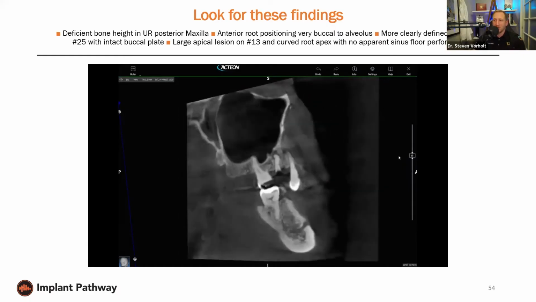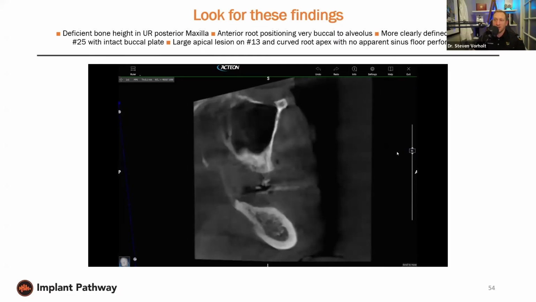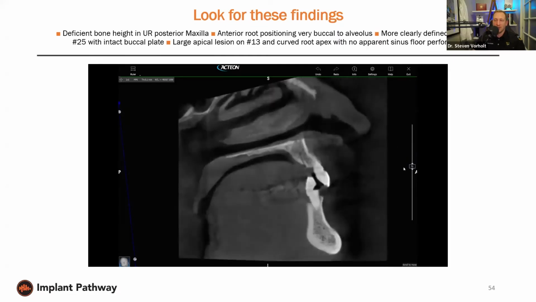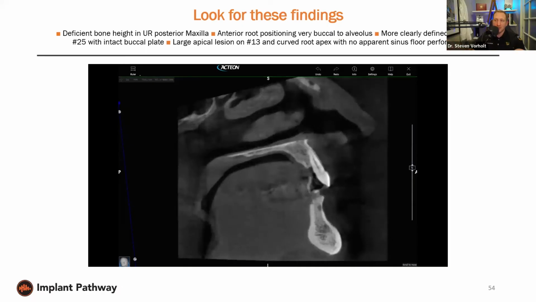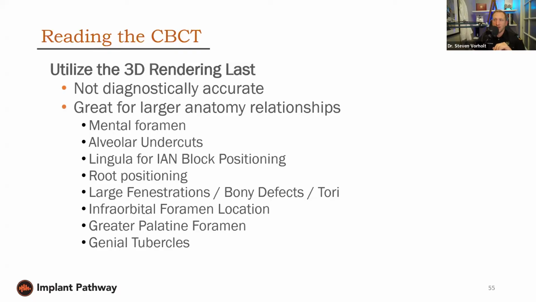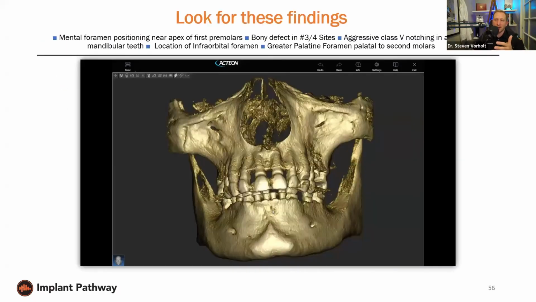We're going to continue on to the other side. There, we can see a nice apical abscess on that fractured root, and the sinus once more on that side. And so those are the kind of things we can see in the sagittal view and the things we should be looking for. Okay. Lastly, the 3D rendering, like we mentioned already, we're looking for gross anatomy, larger anatomical relationships.